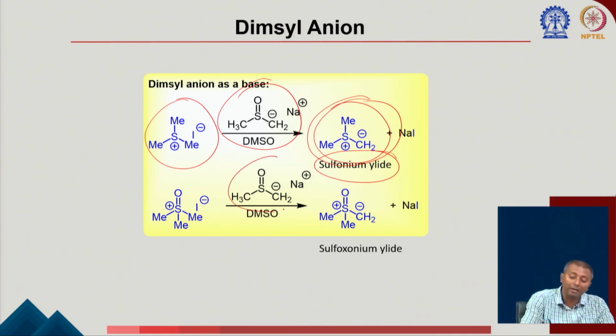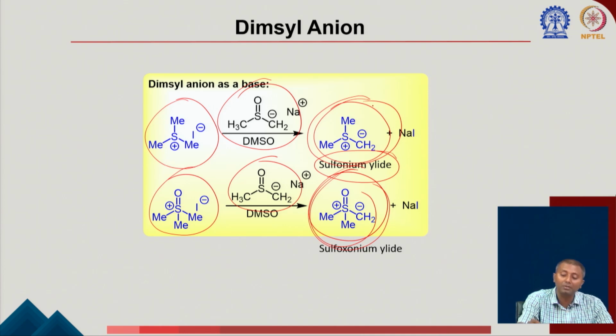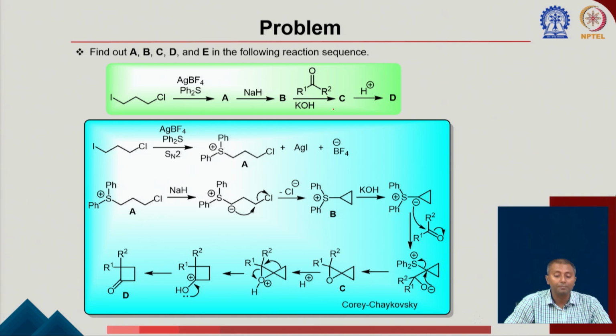If you use the dimsyl anion, that can also abstract a proton from the corresponding sulfoxonium, and it can generate the corresponding sulfoxonium ylide. Okay. Again, we are going to come back to this and discuss, because you are going to see that in a minute. We are going to talk about how this is going to be a stabilized one, this is going to be an unstabilized one, and there will be a difference in the reactivity. Before going to that, we have some problems to discuss.